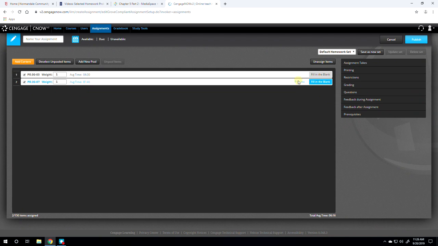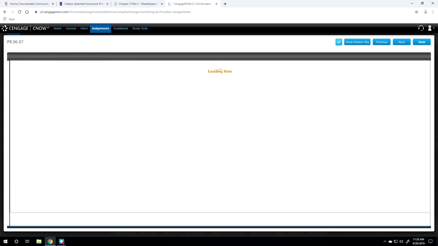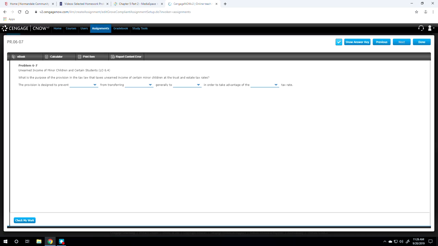Okay, and then there's one more thing that I wanted to look at here. I didn't assign this problem, but I thought it was just something interesting to point out. This is about unearned income of minor children and certain students. They're asking, what is the purpose of the provision in the tax law that taxes unearned income of certain minor children at the trust and estate tax rates? When they're talking about unearned income, they're talking about whenever minor children have unearned income, it's because their parents, or a trust, an estate, their grandparents, whomever, is transferring money to minor children.